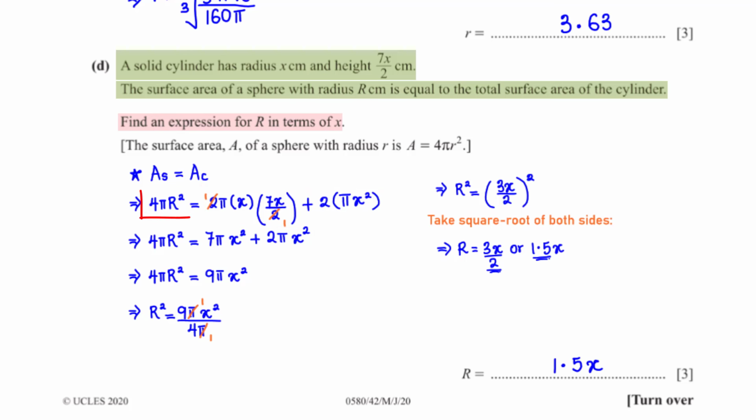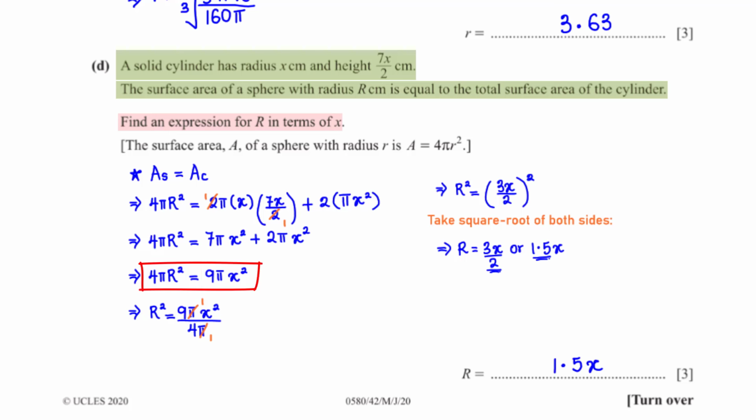The surface area of the sphere is 4 pi r squared, where we've been told to take the radius as big R. From here, we need to simplify the equation and make big R the subject of the equation. When we simplify the expression on the right-hand side, we have 7 pi x squared plus 2 pi x squared. 7 pi x squared plus 2 pi x squared gives us 9 pi x squared.